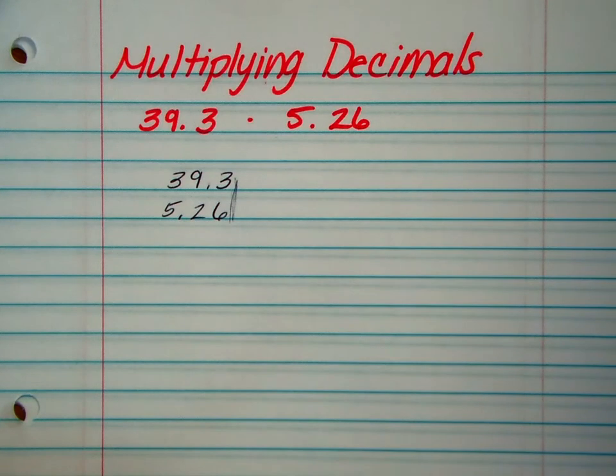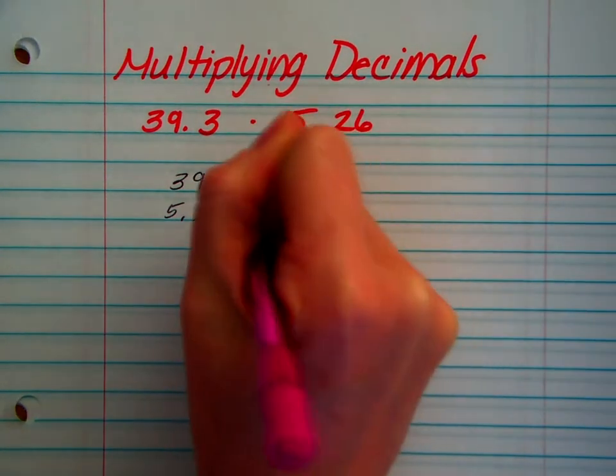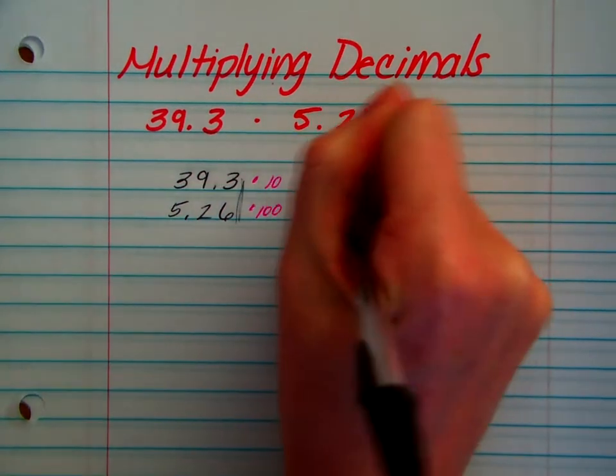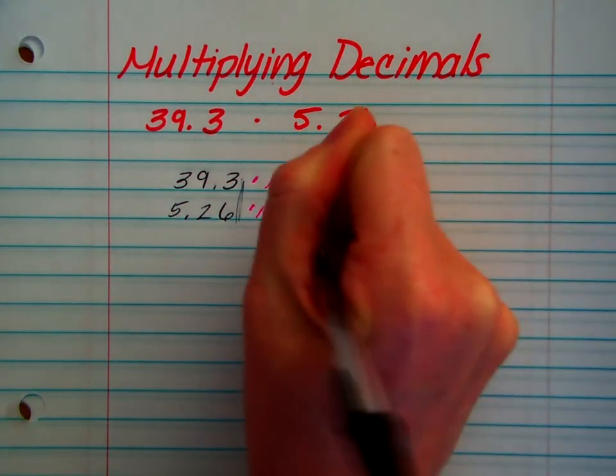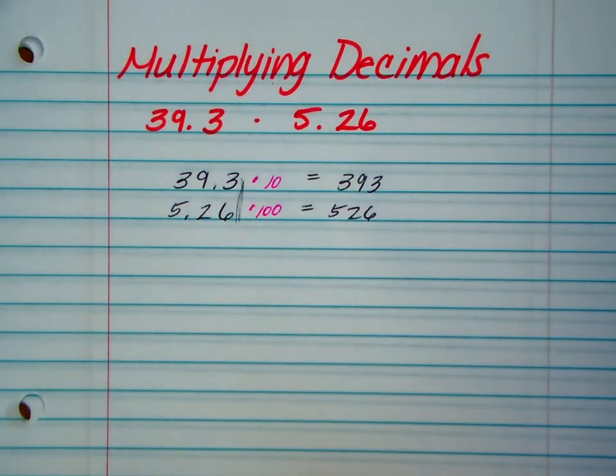Our very next step is going to be to find out what power of 10 I need to multiply each of these by to temporarily remove the decimal. This one I can multiply by 10. This one I can multiply by 100. Now I'm dealing with a situation where it's 393 and 526. I'm going to multiply these in a traditional algorithmic manner.